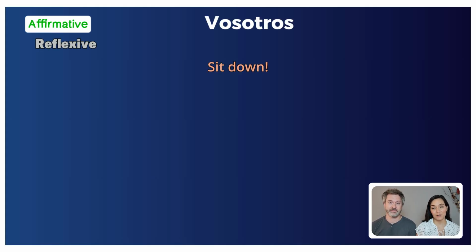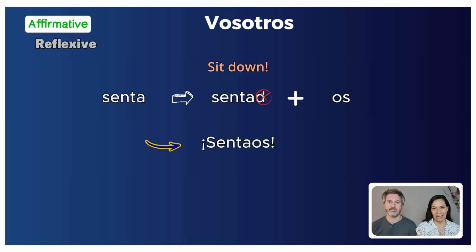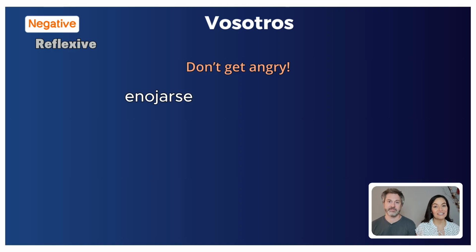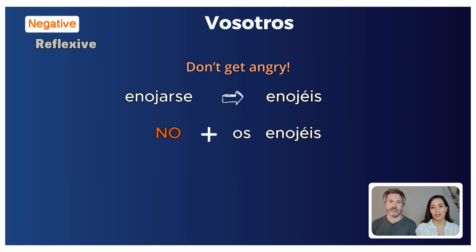Now, if we want the affirmative vosotros command for "sit down," we need the reflexive verb sentarse. We drop the R and we add a D. Then we replace the D with os and it becomes sentaos. If we want the negative vosotros command for "don't get angry," we need the reflexive verb enojarse. We conjugate it into the present subjunctive and we get enojéis. We place an os before the verb and add a no, so we get no os enojéis.